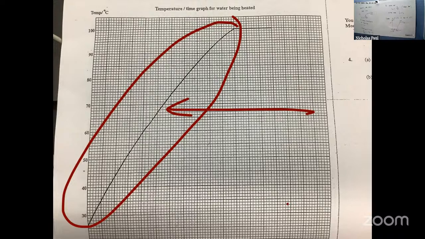So because heat is being lost to the environment, there isn't a linear change of temperature with time. Some heat is being lost, so it's not linear. Sometimes it's going linear, and then some is lost to the environment. So it's not a perfectly linear relationship, and the reason is that heat is being lost to the environment.